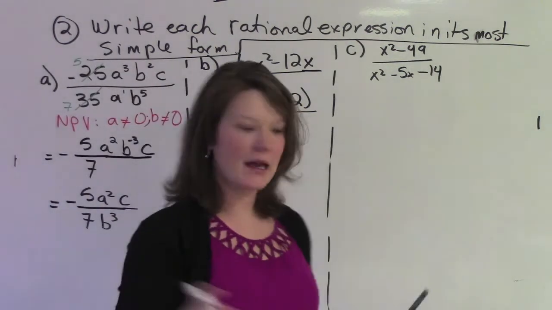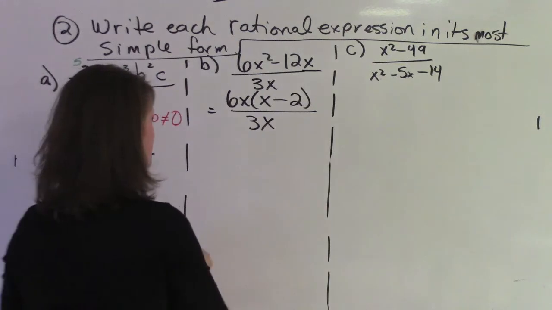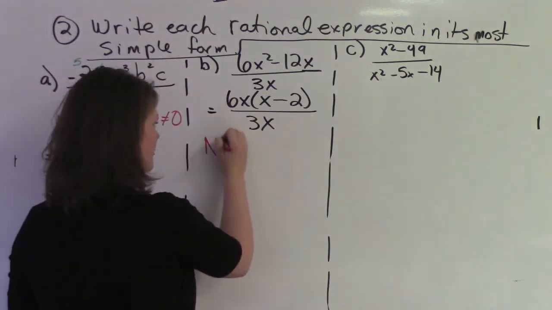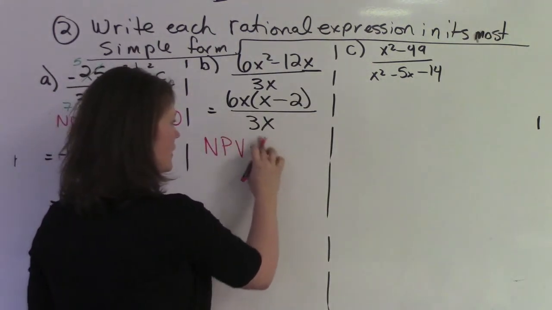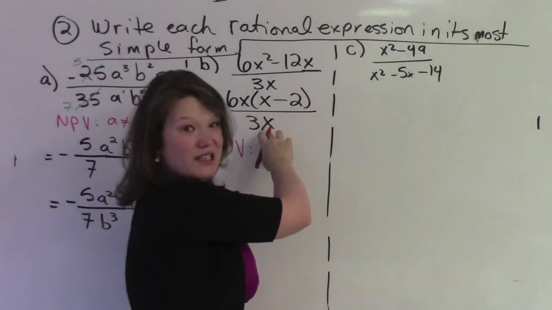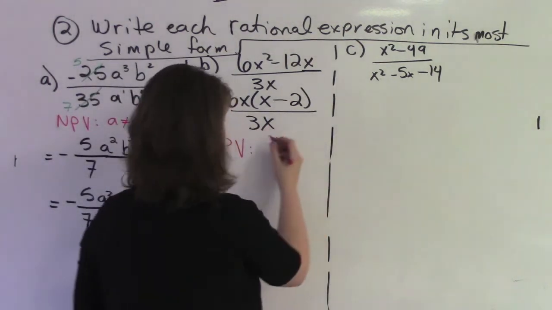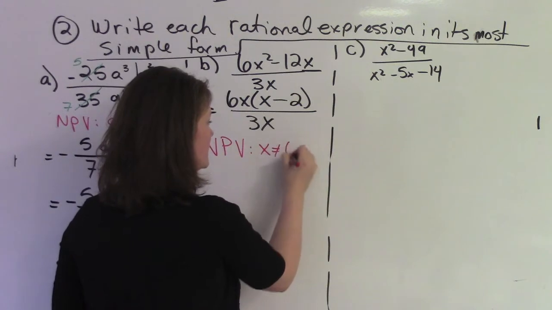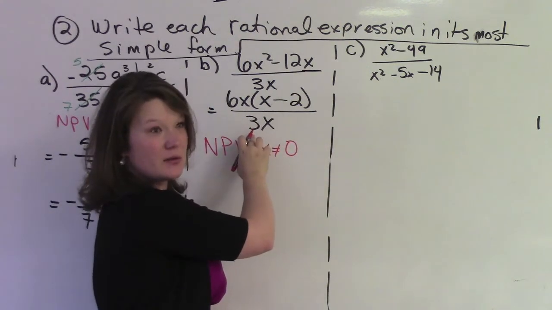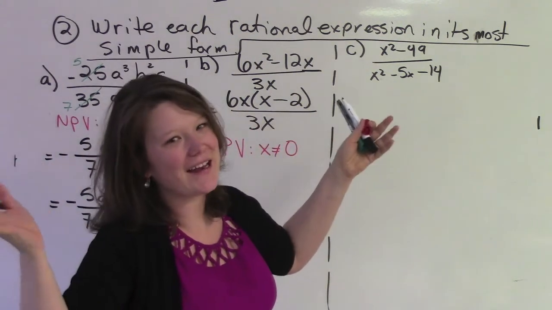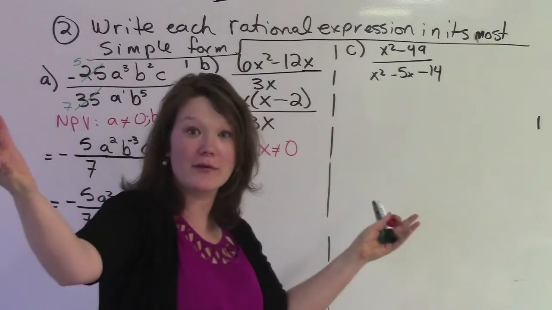Before I do any canceling, I'm going to state my non-permissible value. If x equals 0, the denominator equals 0. So x cannot equal 0. If 3 equals 0, wait a minute, 3 can't equal 0. We don't have to worry about it.